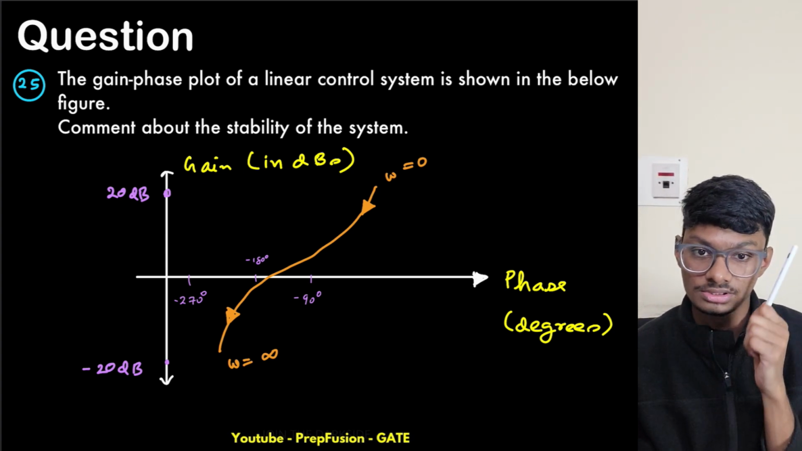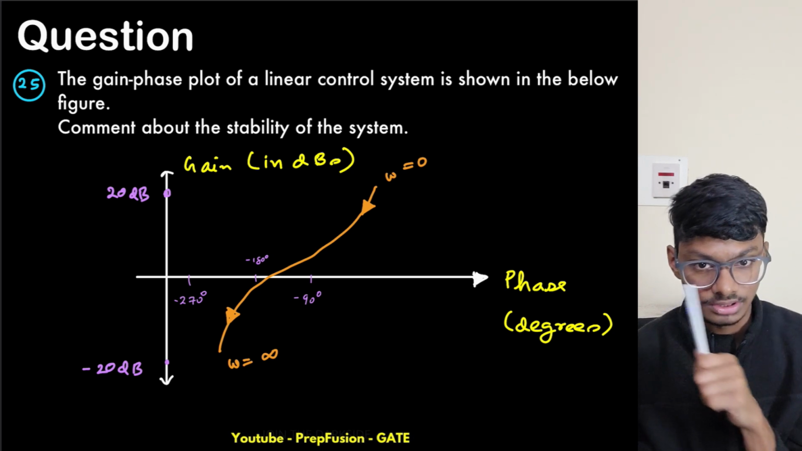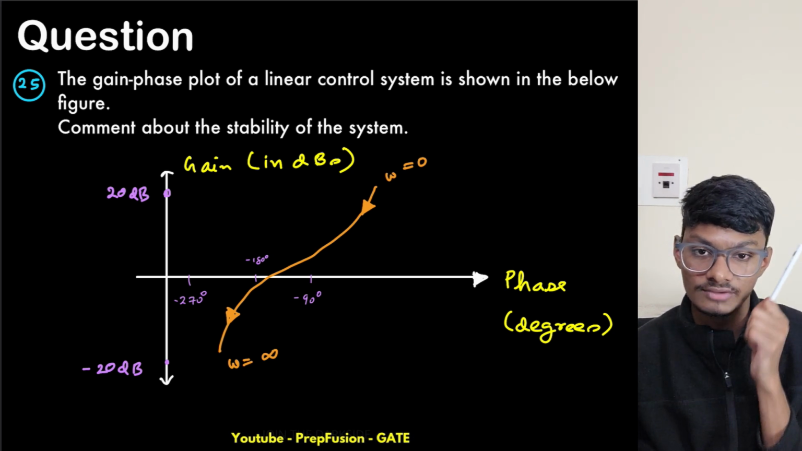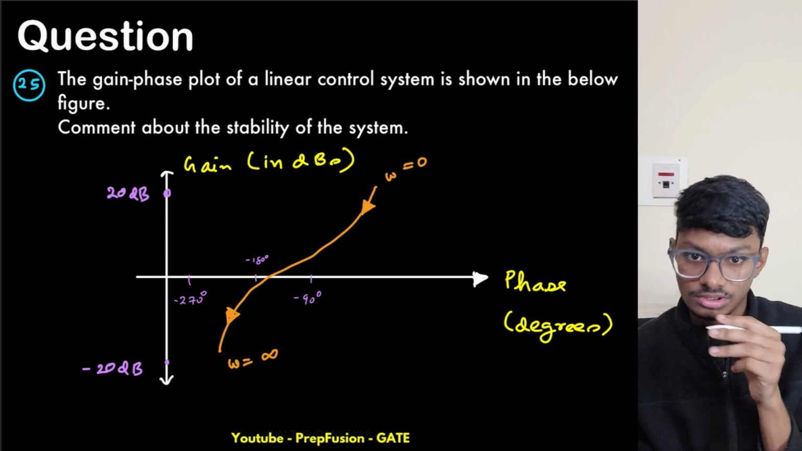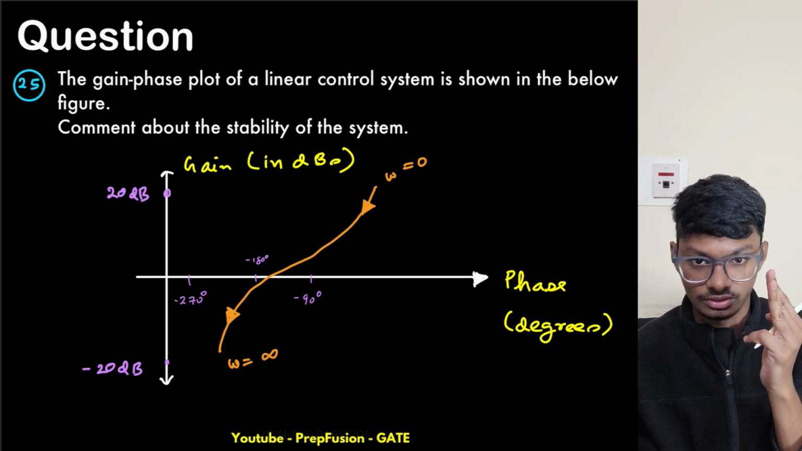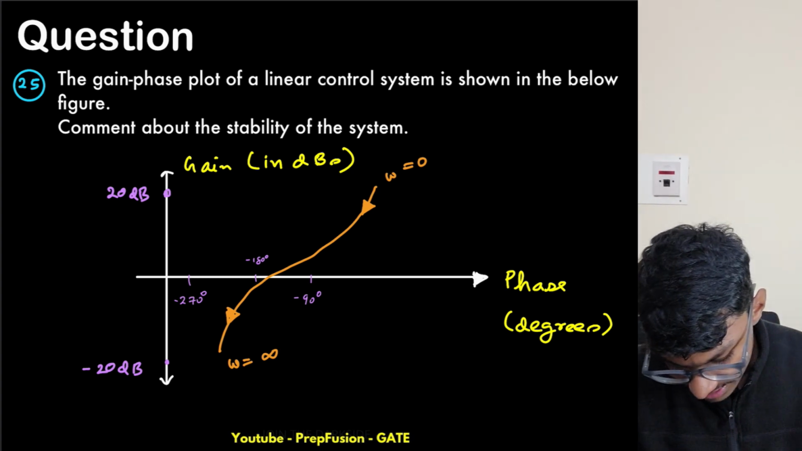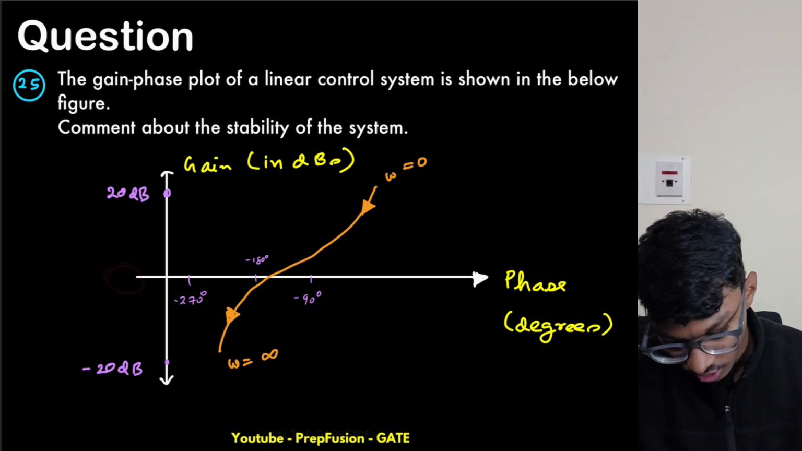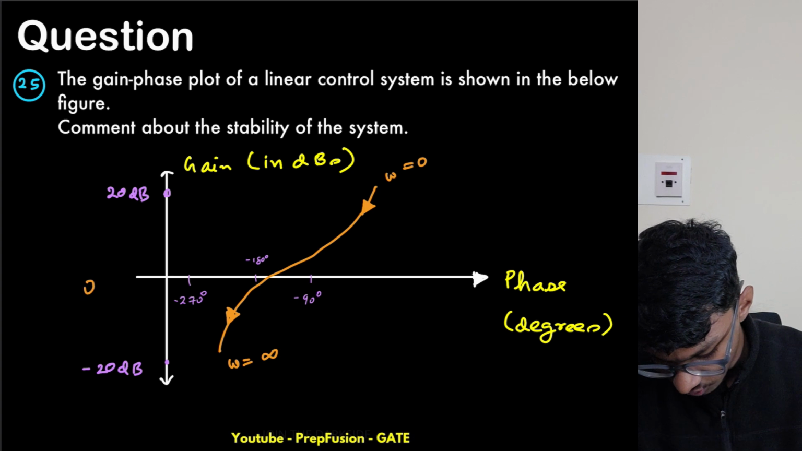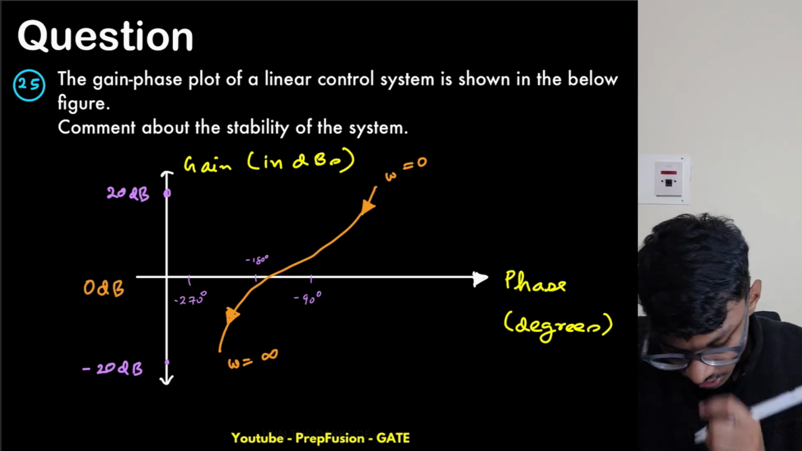If my gain margin and my phase margin equal 0, then the system is marginally stable. And if my gain margin and phase margin are both less than 0, then my system is unstable. Consider these three cases. Okay, simple cases. Now what I can see is this is the 0 dB axis. Like I mentioned here, this is the 0 dB.